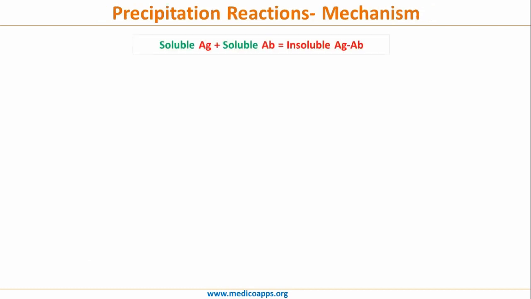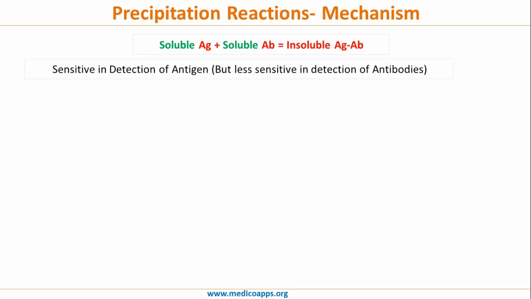Precipitation, as already told, is when a soluble antigen combines with a soluble antibody, leading to an insoluble antigen antibody complex. Precipitation reactions are relatively more sensitive when it comes to detection of antigen, but they are less sensitive when it comes to detection of antibodies.